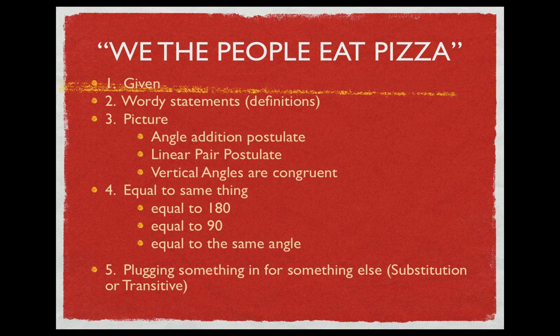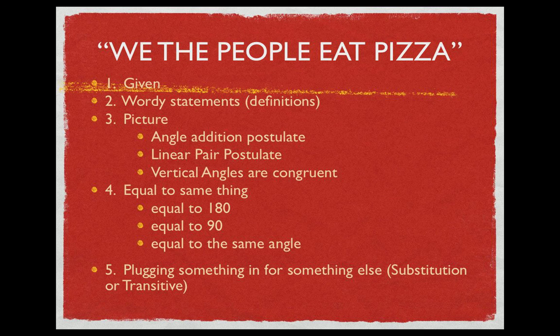So for instance, angle 1 is complementary to angle 2, you would translate that into a math statement. The measure of angle 1 plus the measure of angle 2 equals 90 degrees. So you want to undo all wordy statements because you can't do any substitution and manipulating of anything unless it's in a mathematical statement with an equal sign. So we undo all the wordy statements.